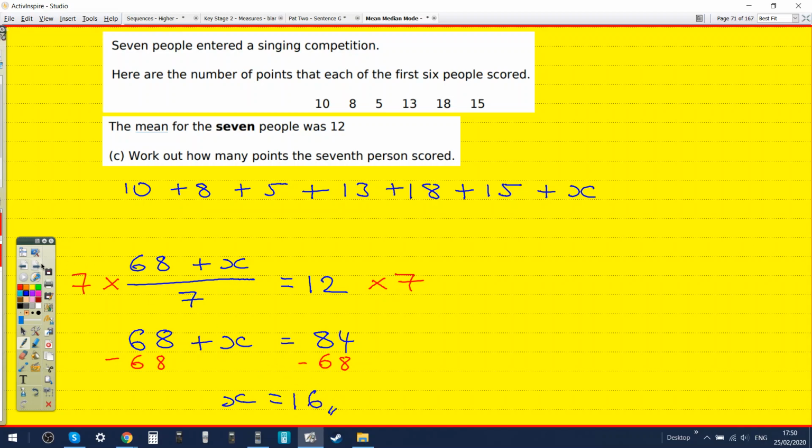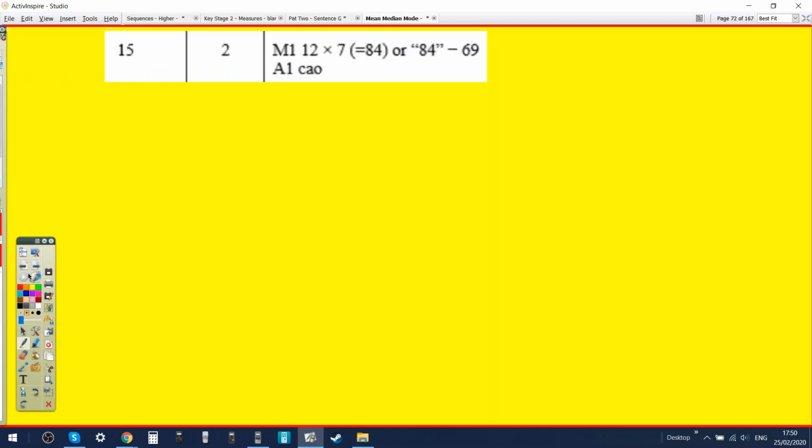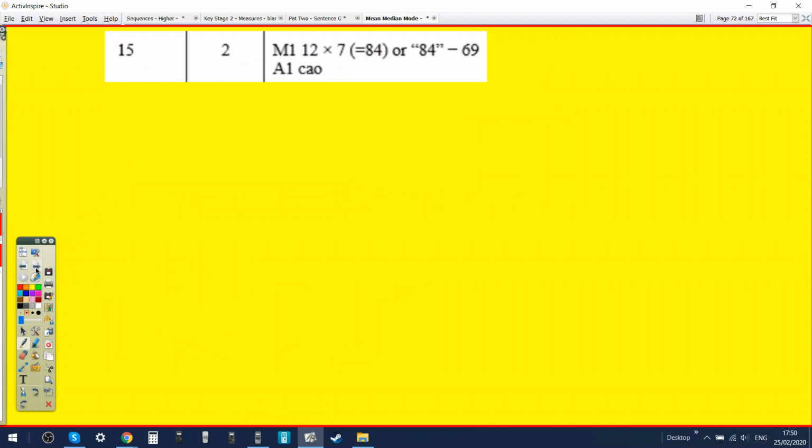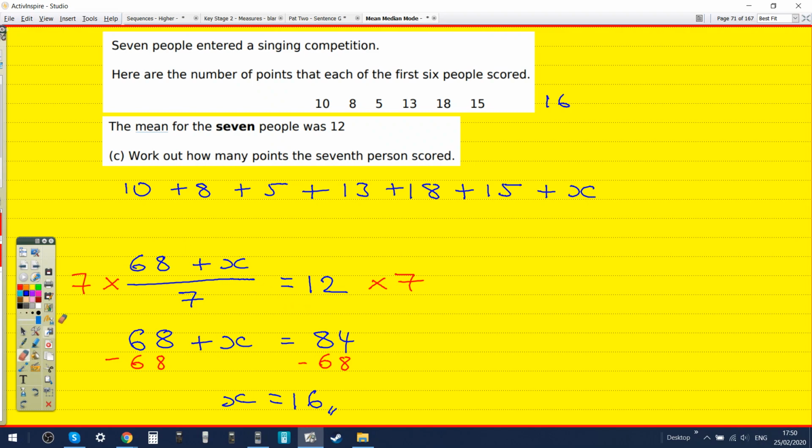X is 16. And so the last person got a 16. Oh wait, it says 15. Maybe I just put the wrong one in, did I? Let me just see, it was 12. Yeah, I just put the wrong one in, sorry. The wrong answer was 84. These add up to 69, not 68. Oh, that's 69. And so it is 15.